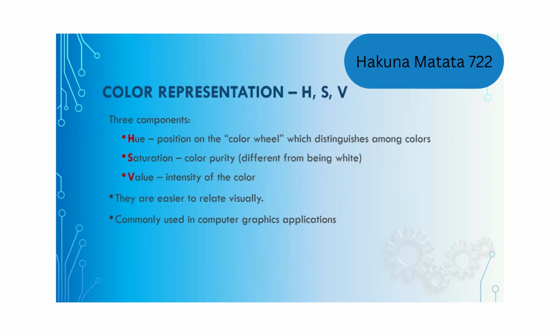So another way to represent color is by the use of HSV. When we are using HSV, we have to specify the hue, which is the base color on the color view. And also we have to specify the saturation, which is the color purity or the amount of white color. And then we have to specify the value, which is the intensity or the brightness of the color. It's commonly used in computer graphics applications, for example, Photoshop and GIMP.